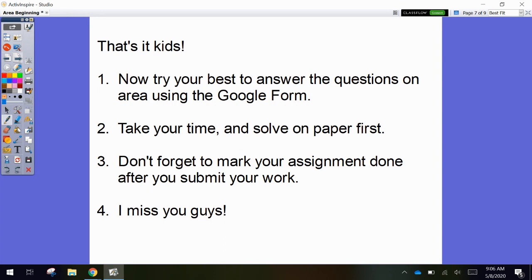Now, number one, you're going to try your best to answer the questions on the area using the Google form, which is attached to this. Make sure you take your time and solve on paper first. Last week, I was grading and finding some people making very silly mistakes. Don't forget to mark your assignment as done when you're done.